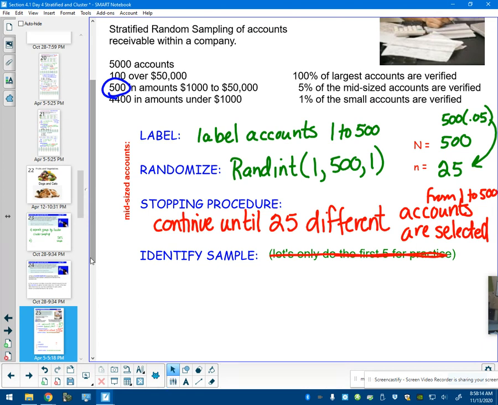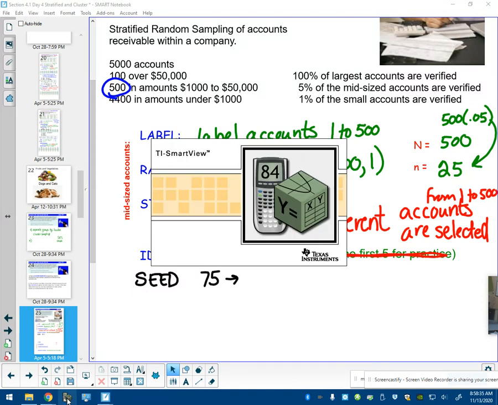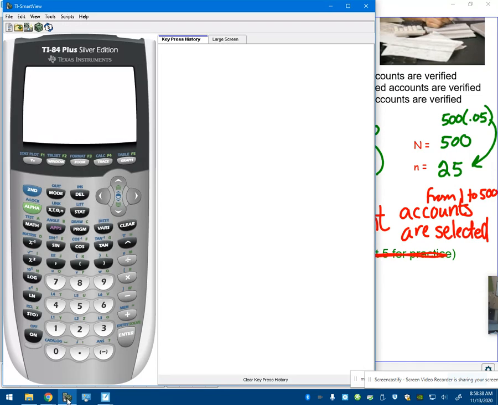I'm going to pick somebody to pick a 2-digit number for us between 10 and 100. Trent, what's your favorite number between 10 and 100? 75. Okay, so we're going to seed our calculator with 75. Everybody ready? Go to the calculator, hit 75, store it, then Math, Probability, rand, hit enter.